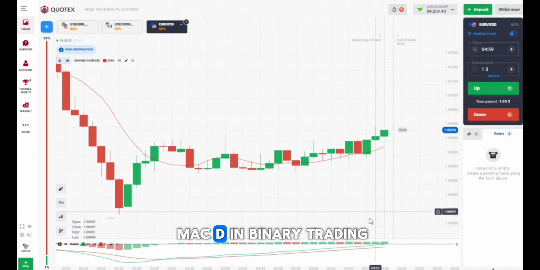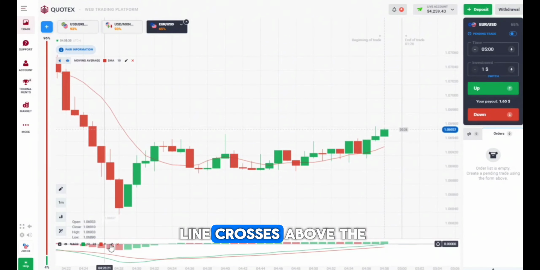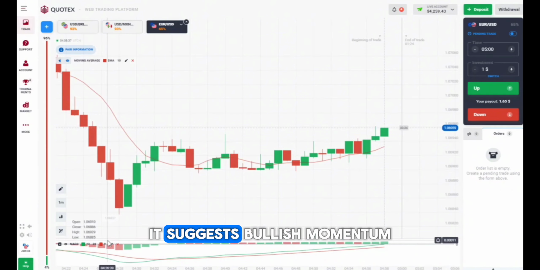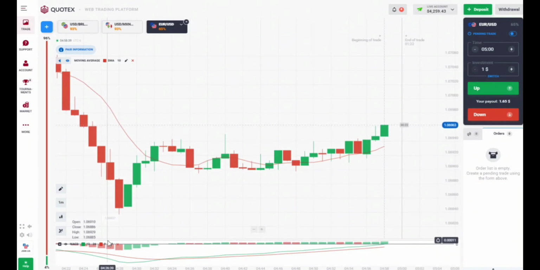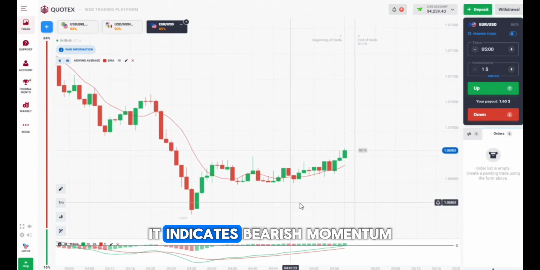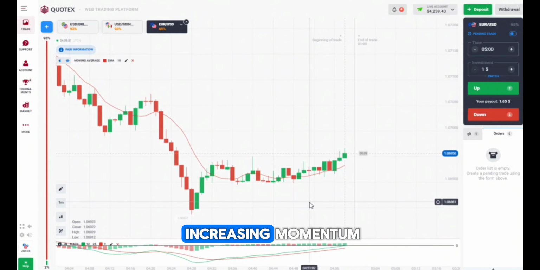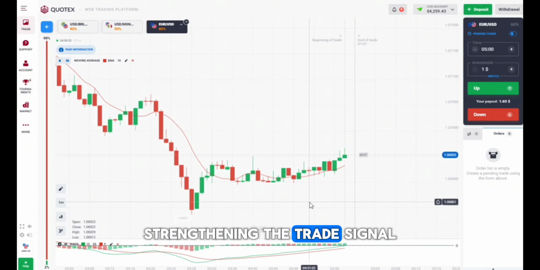How to use a MACD in binary trading. 1. Call signal, buy trade. When the MACD line crosses above the signal line, it suggests bullish momentum. 2. Put signal, sell trade. When the MACD line crosses below the signal line, it indicates bearish momentum. 3. Momentum confirmation. A strong histogram suggests increasing momentum, strengthening the trade signal.